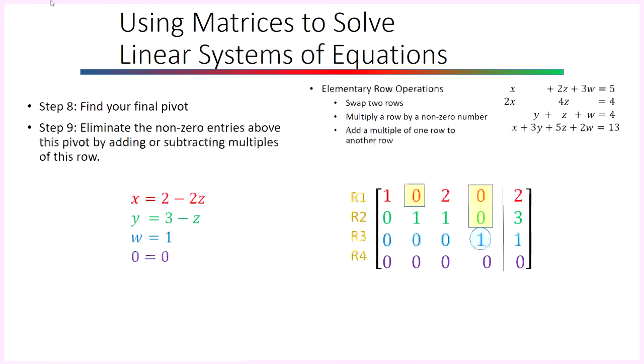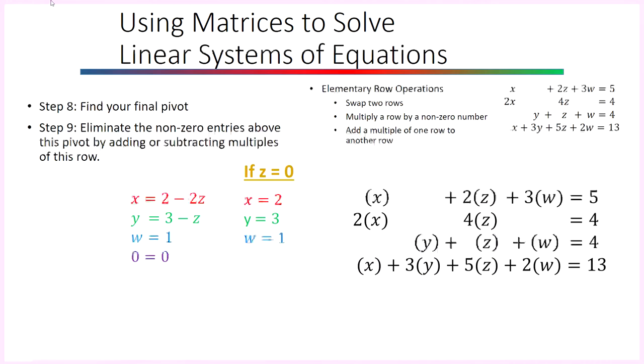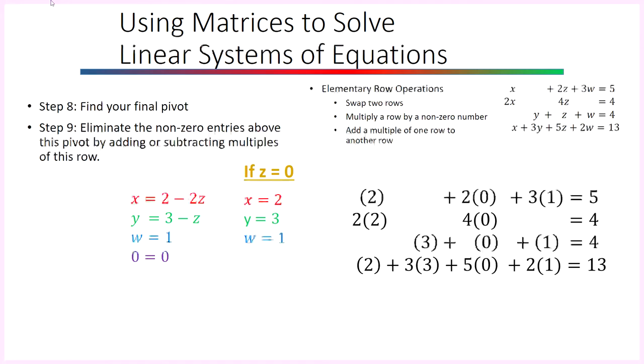Let's first do a simple test to see if z equals 0. If z equals 0, we can see that x equals 2, y equals 3, and of course w always equals 1. Let's plug that into our initial system of equations. After plugging in, we can test. Does 2 plus 0 plus 3 equal 5? Yes. Does 4 plus 0 equal 4? Yes. Does 3 plus 0 plus 1 equal 4? Yes. Does 2 plus 9 plus 0 plus 2 equal 13? Yes. So that solution works.